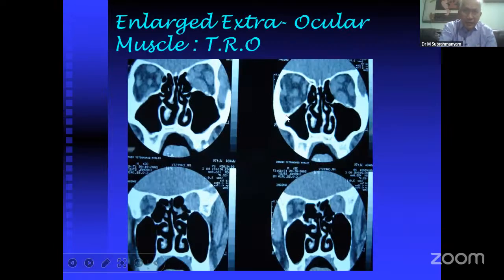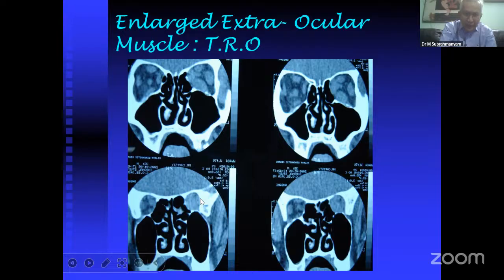Enlarged extraocular muscles occur, as I said, and thyroid-related orbitopathy is the most important cause. As you see here, this is the optic nerve surrounded on four sides by the enlarged superior, medial, inferior, and lateral rectus muscles. This is in the mid-coronal plane. This appears good because there is a lot of space around the optic nerve, but when you come to the left eye, it's much less.